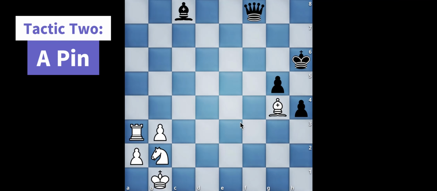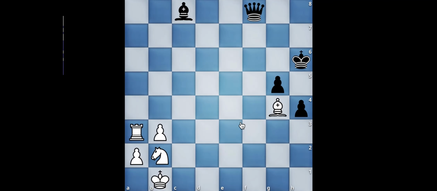The next tactic is called a pin. A pin is when you move a piece and therefore block or remove the ability for another piece to be moved. There again are 2 types of pins, a relative and an absolute pin. So the first example is going to be a relative pin.